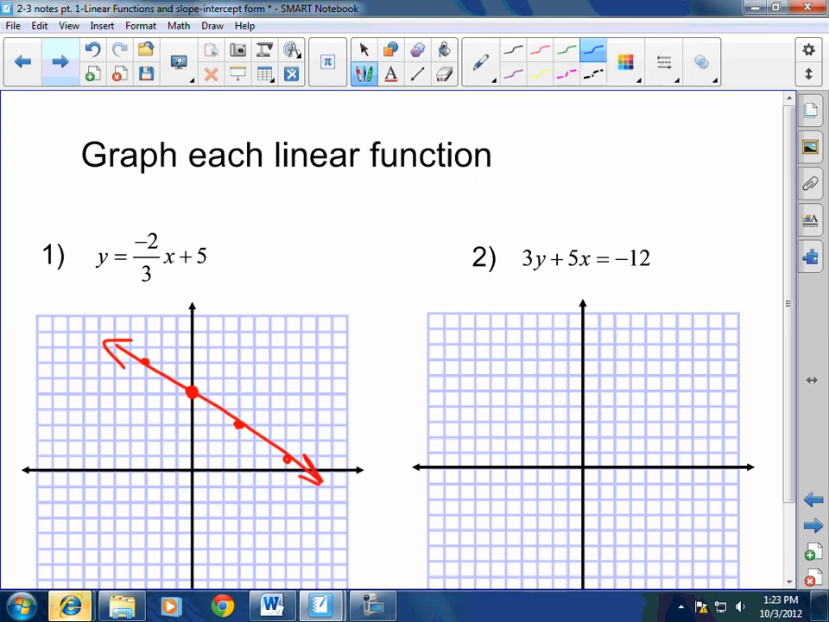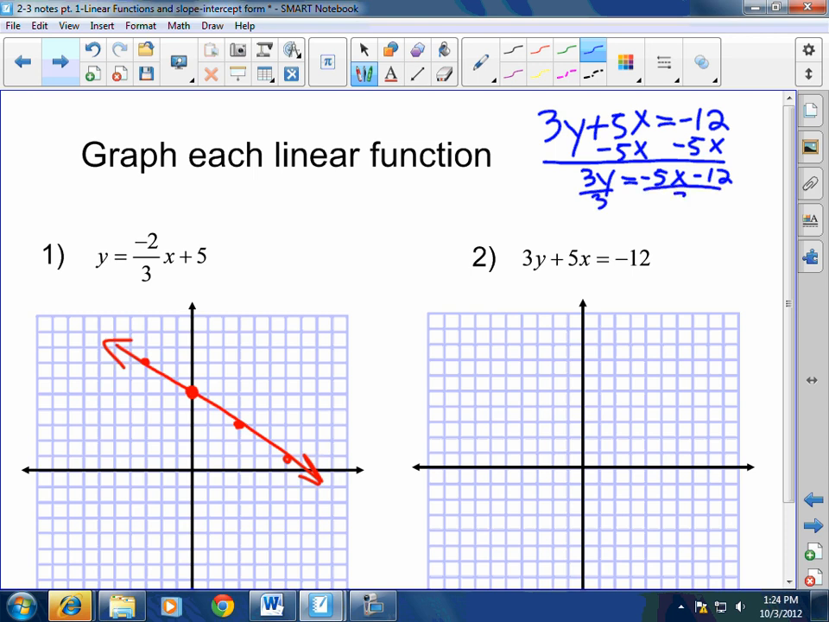Last but not least, I got to solve for y here. So I got 3y plus 5x equals -12. Subtract 5x from both sides. 3y equals -5x minus 12. Divide by 3. Y equals -5/3 x minus 4. Y-intercept is 1, 2, 3, -4.